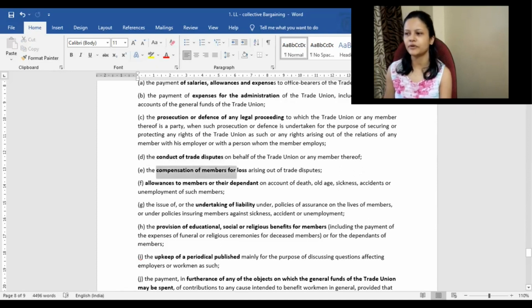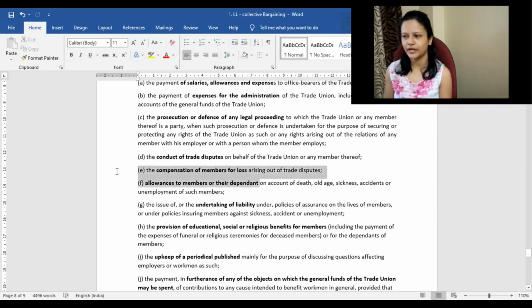Compensation of member for any loss arising out of trade union. If the trade union decides that, okay, we are going for this strike or something, and there one person suffers special loss or something, there also compensation may be provided to such person, but it will depend on the terms or conditions of the trade union also.